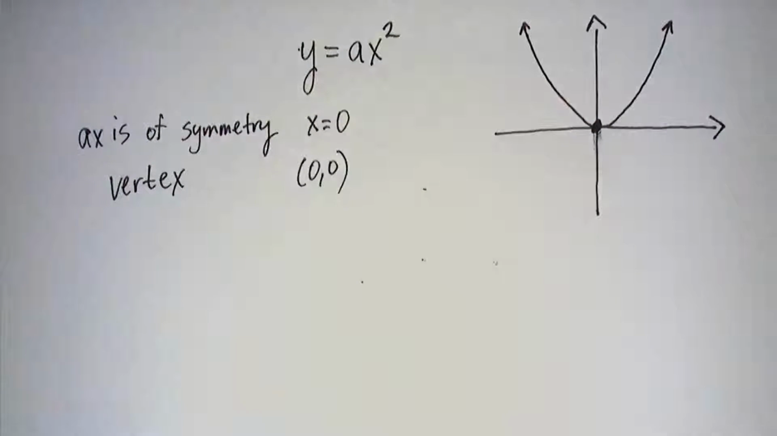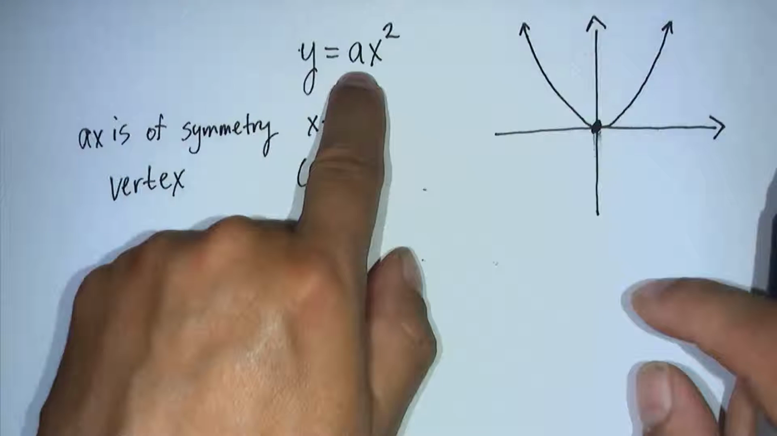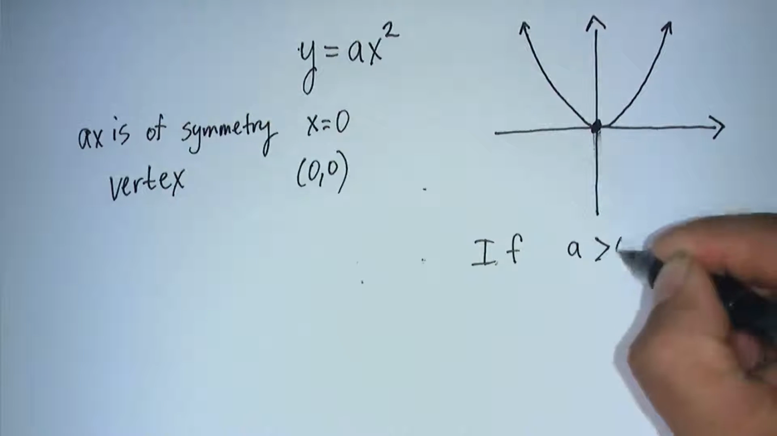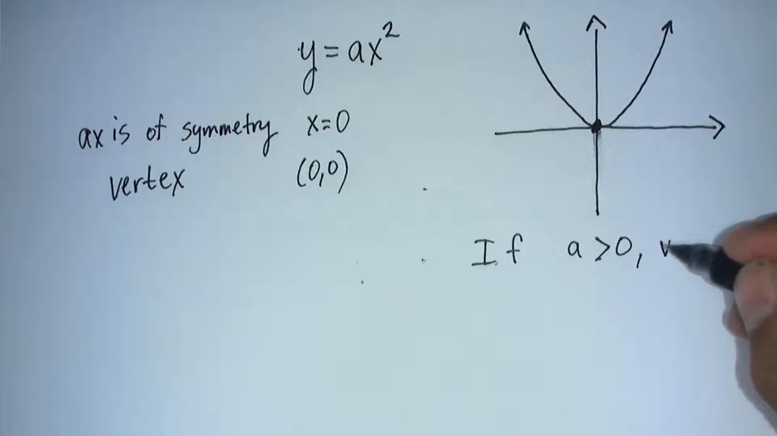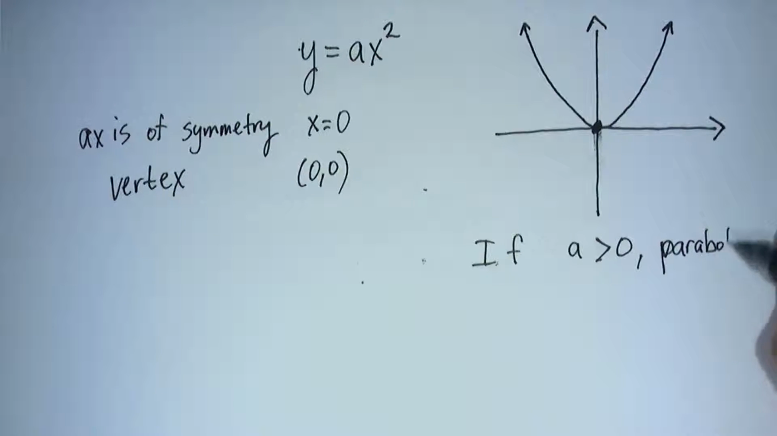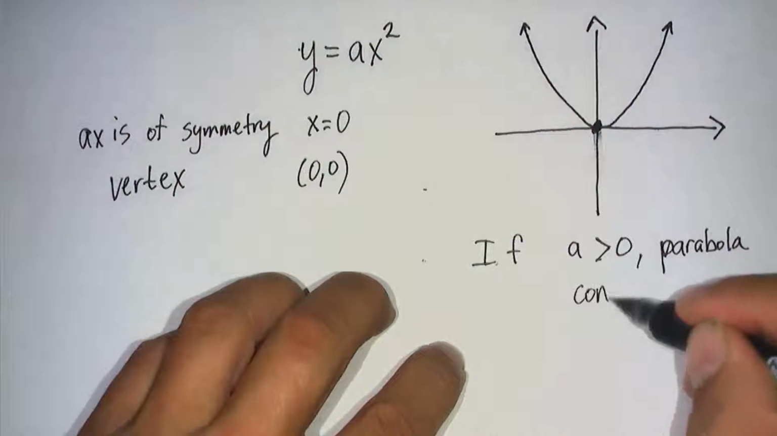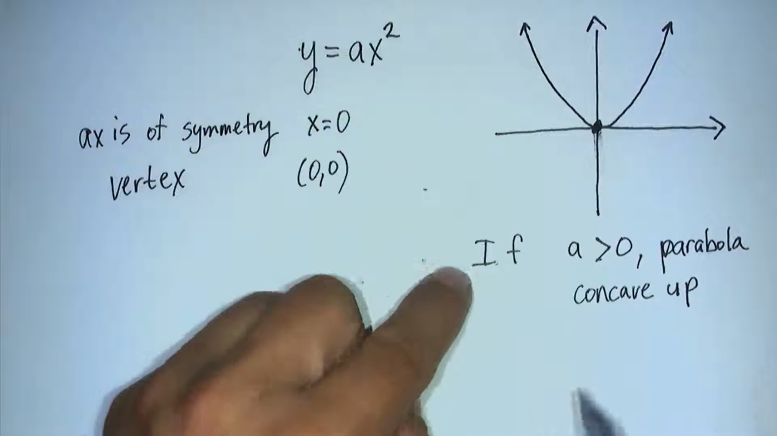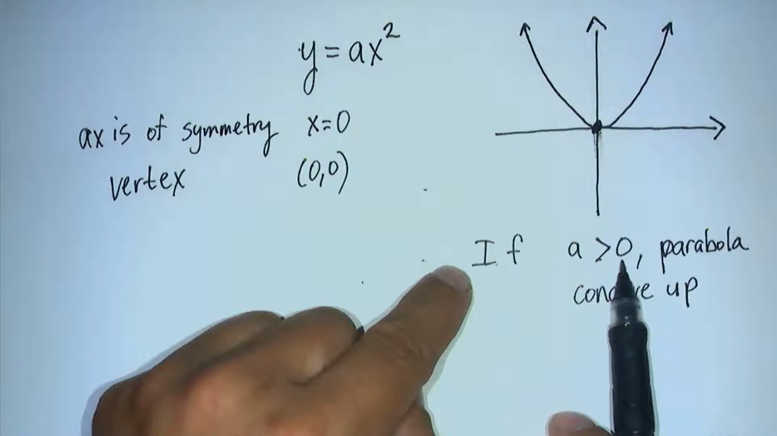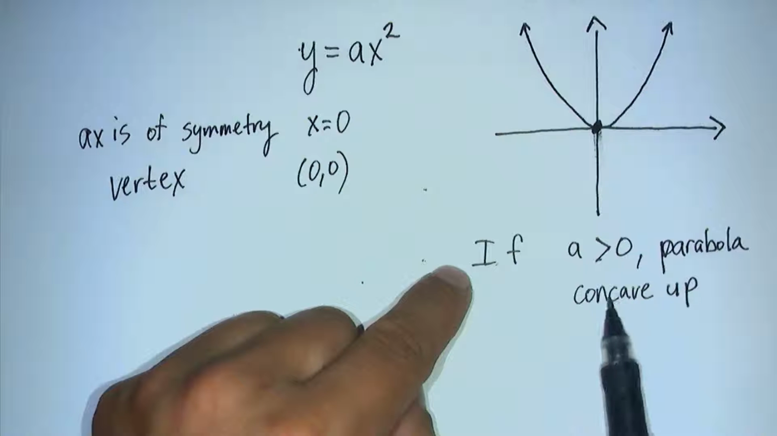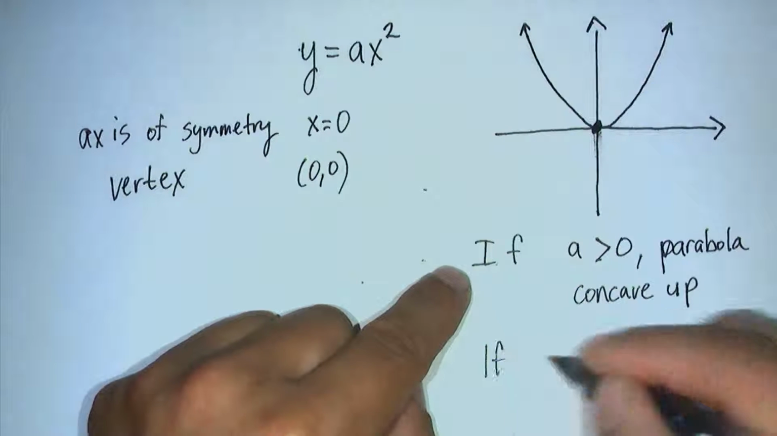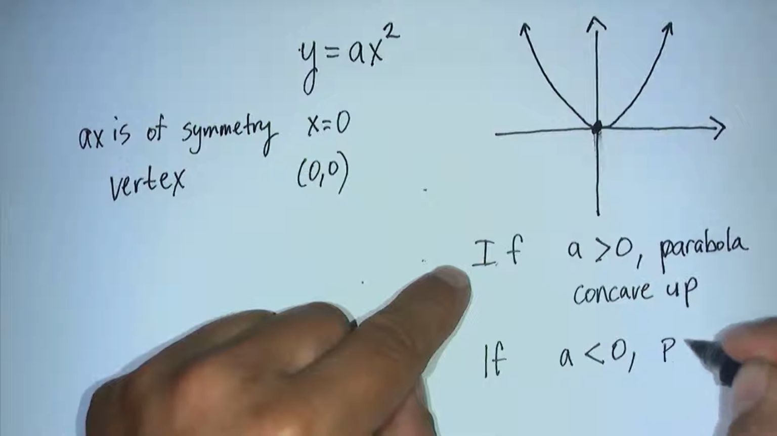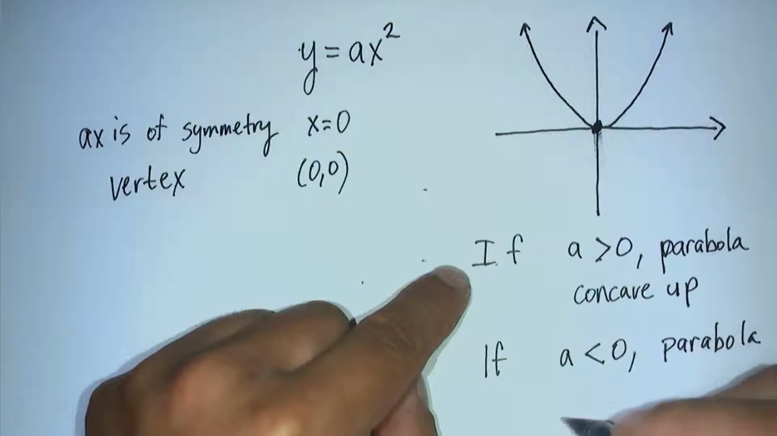Okay. So what does this a contribute to this equation? Well, if a is positive, the parabola is what we call concave up. It faces upward. So if a is greater than 0, which means a is positive, the parabola is concave up. If a is less than 0, or negative, the parabola is concave down.